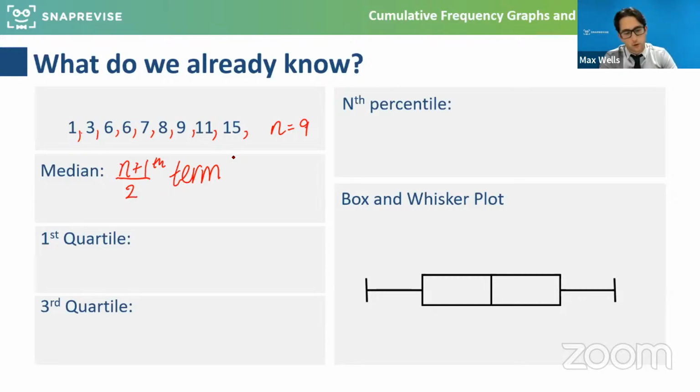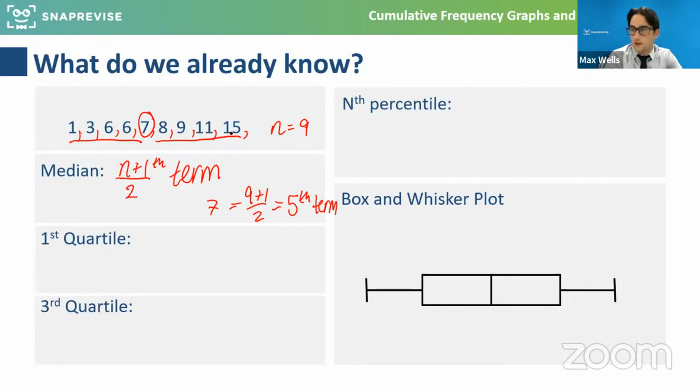If we do n plus 1, that would be 10. 10 divided by 2. So 9 plus 1 over 2 tells us we want the 5th term, and in this case that would equal 7. Now to sense check it, there are 4 values on either side, so it makes sense that 7 is in the middle.